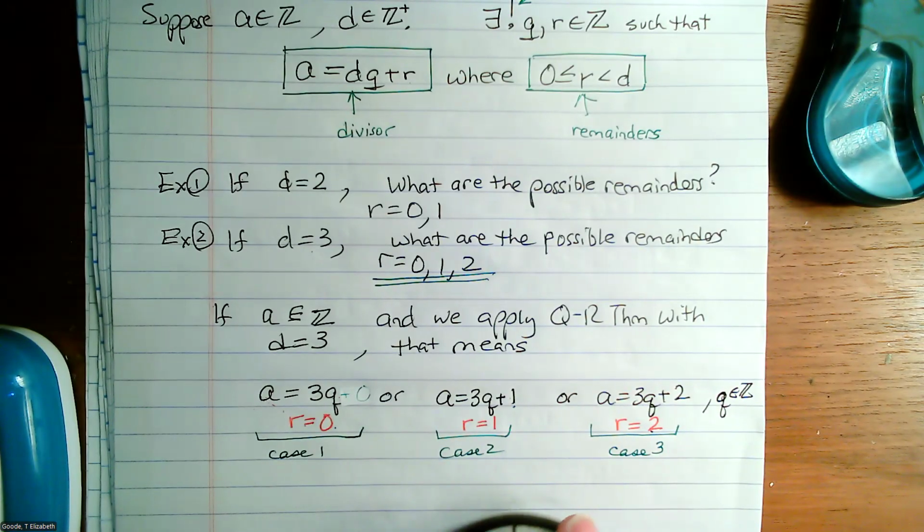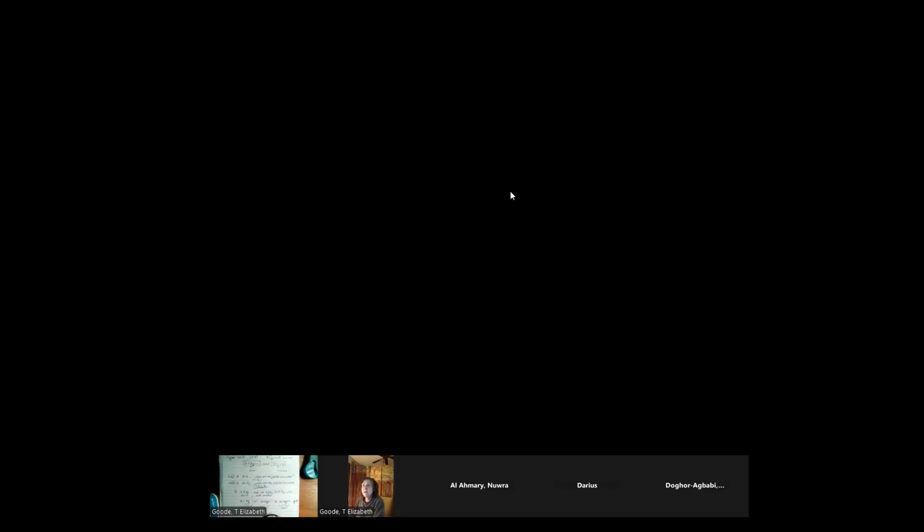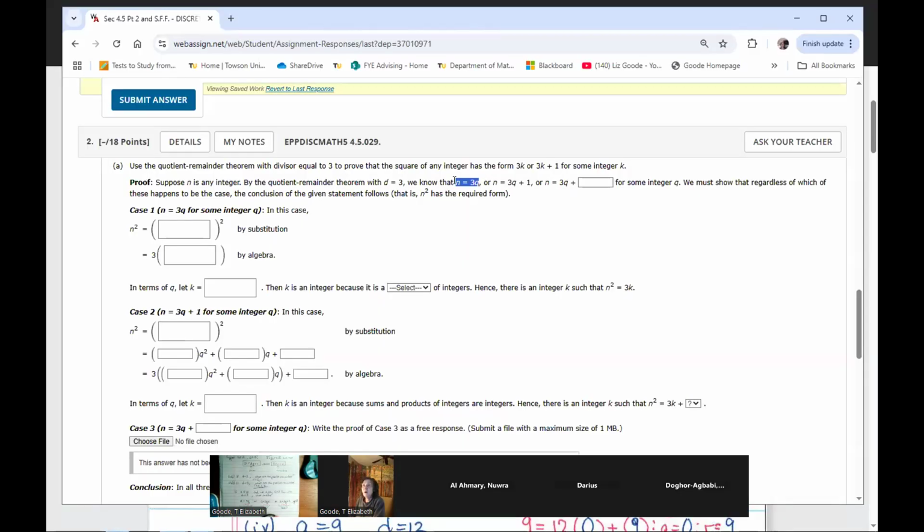So let's go back now and try again. This is the case when r is 0. Do you see that? If n equals 3q, that's really the case when the remainder is 0. This is what n looks like if when you divide it by 3, you get a remainder of 1. N looks like 3q plus 1. Or what's the other case? N equals 3q plus 2. Exactly. Good job. Do you understand it now? Okay, so that's how we set the cases up.